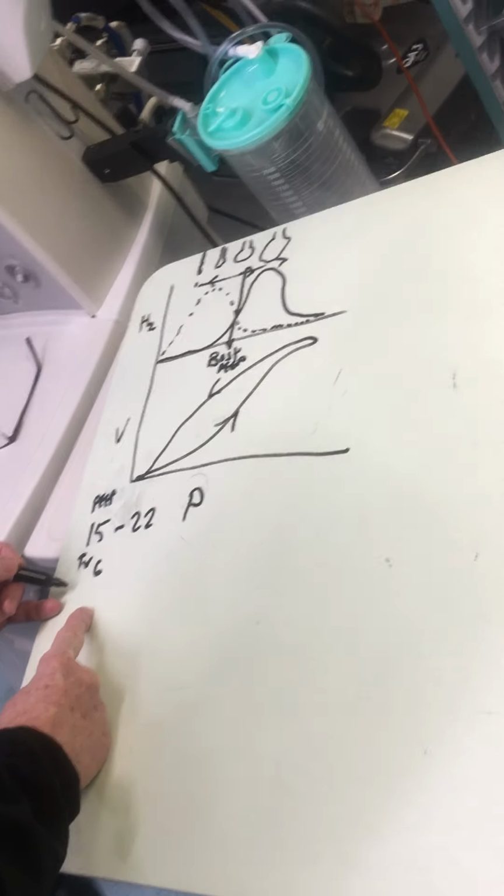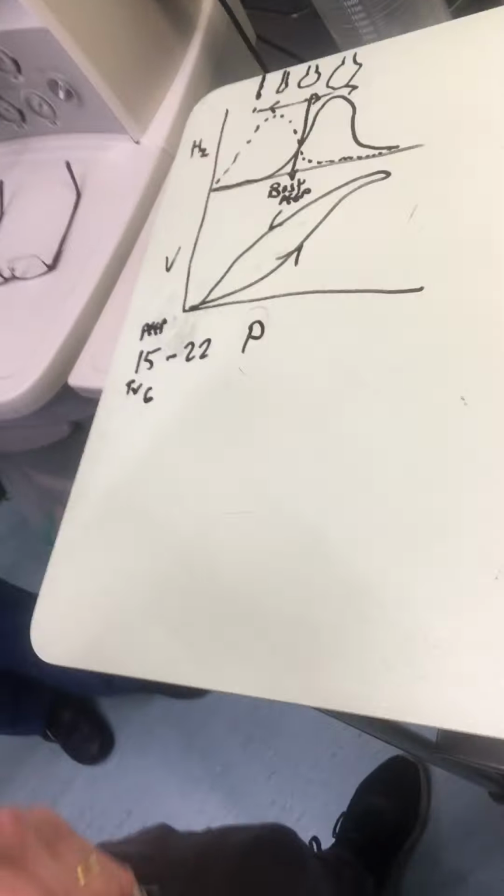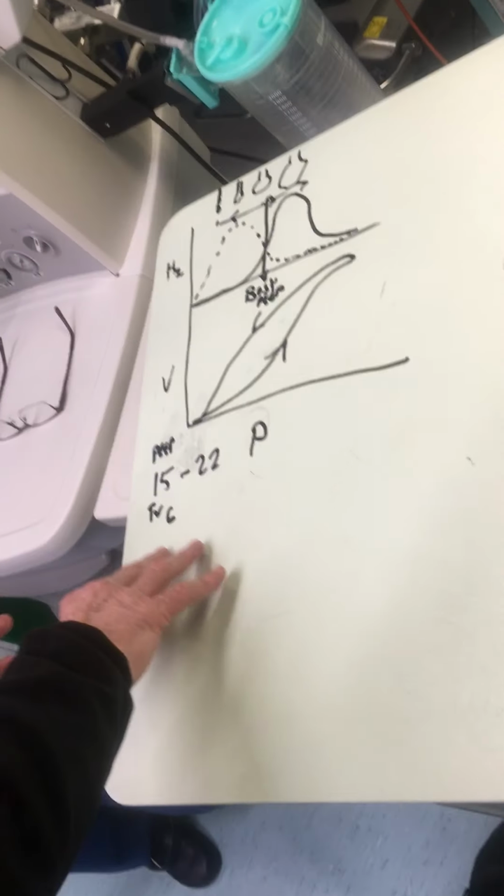Okay, so tidal volume is 6. Sort of lean body weight, or do you use actual? Yeah, it's sort of ideal. Yeah, ideal. You may, it can be difficult.